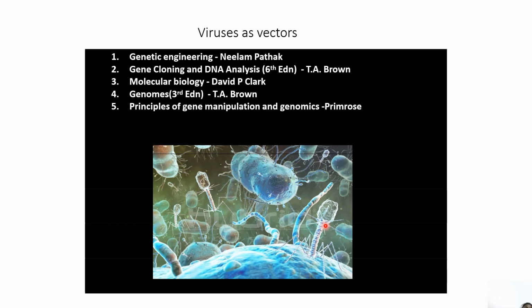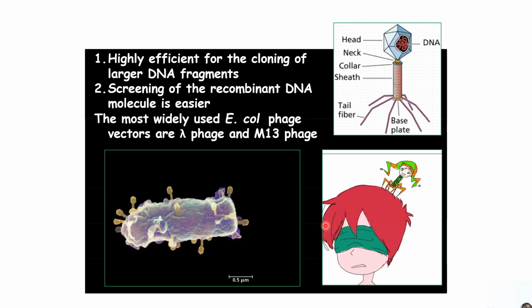Now you can also use viruses as vectors, right? Viruses get into cells and basically take over the molecular and metabolic machinery of the host cell by inserting their own genome. So why not make use of that? Viruses can be used as vectors. They're highly efficient for the cloning of larger DNA fragments, and the screening of the recombinant DNA molecule is easier. The widely used E. coli phage vectors are lambda phage and M13 phage.